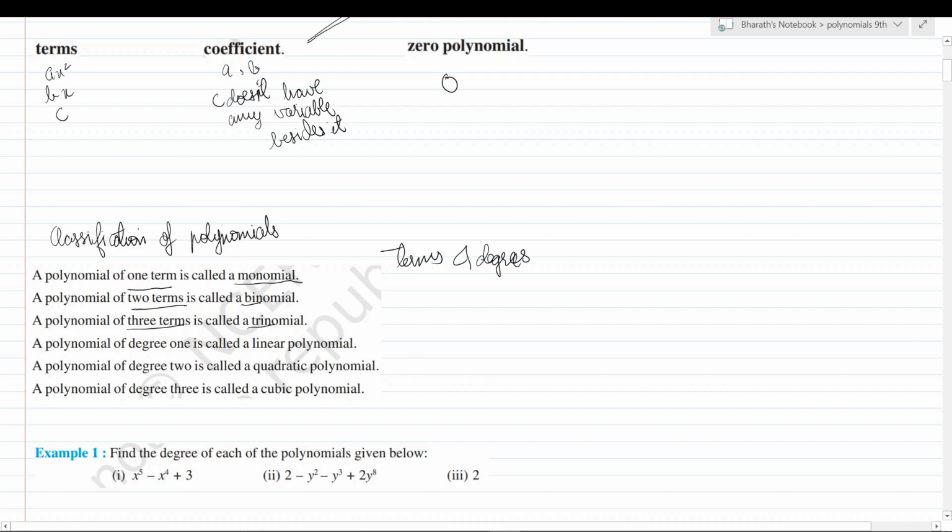And when a polynomial is classified on the basis of degree, when the degree is 1, such as 2x, 3ay, 4z, this is called a linear polynomial.